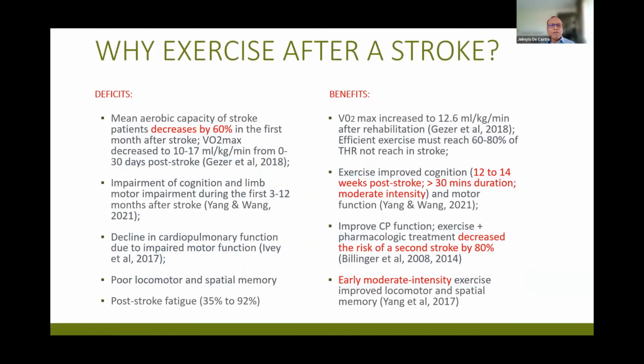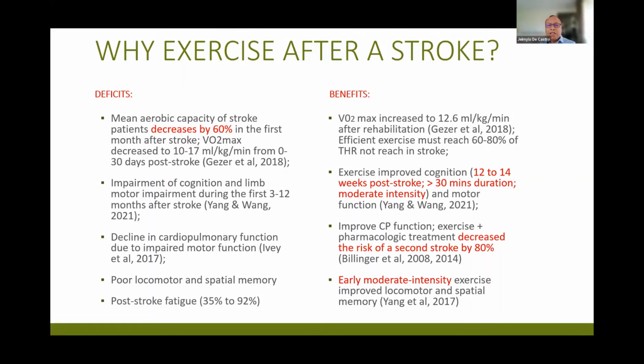So why exercise after a stroke? Look at this data here. When you have a stroke, the mean aerobic capacity of stroke patients decreases by 60%. That's a lot, usually in the first month after stroke. The VO2 max decreases to 10 to 17 ml per kilogram per minute from 0 to 30 days. So in other words, if you don't do anything, that is exactly what's going to happen.